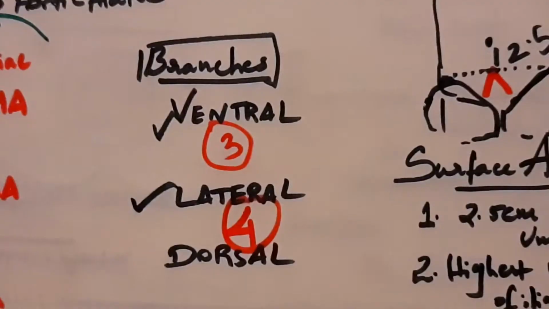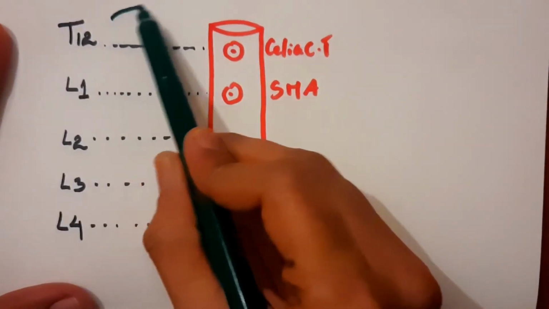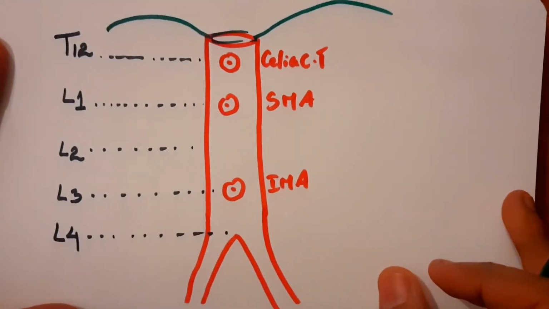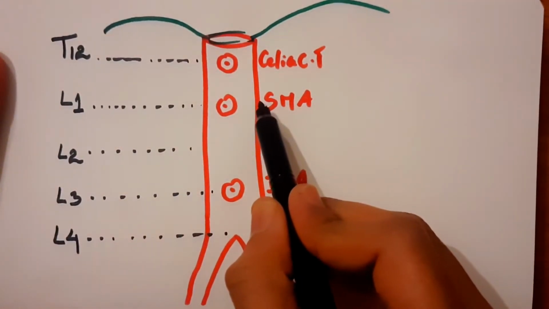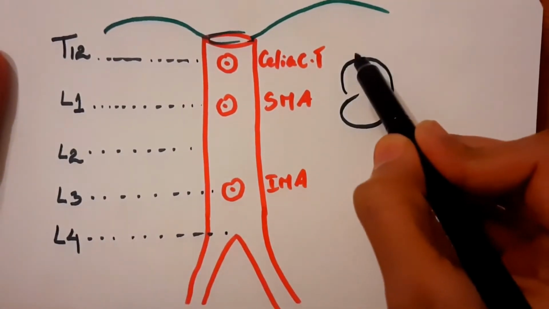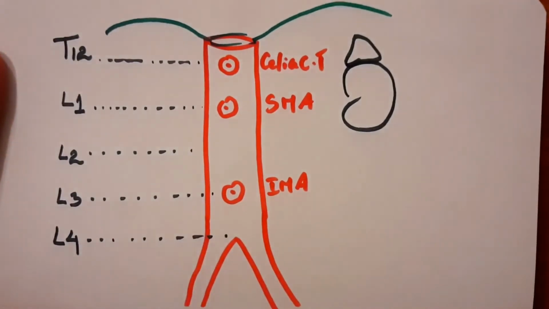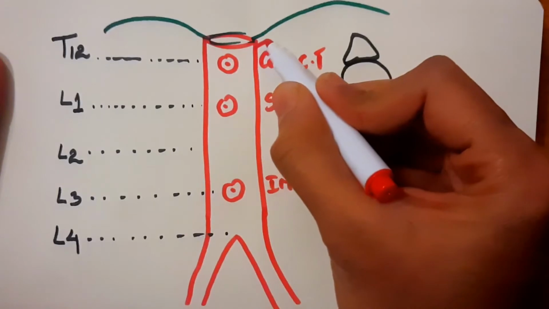And how to remember these 4 lateral branches? Just remember diaphragm. Just above the abdominal aorta we have diaphragm. And next at the level of L1 we have hilum of kidney, and above the kidney there is suprarenal gland. So just remember 3 structures: diaphragm, kidney and suprarenal gland to remember the lateral branches.